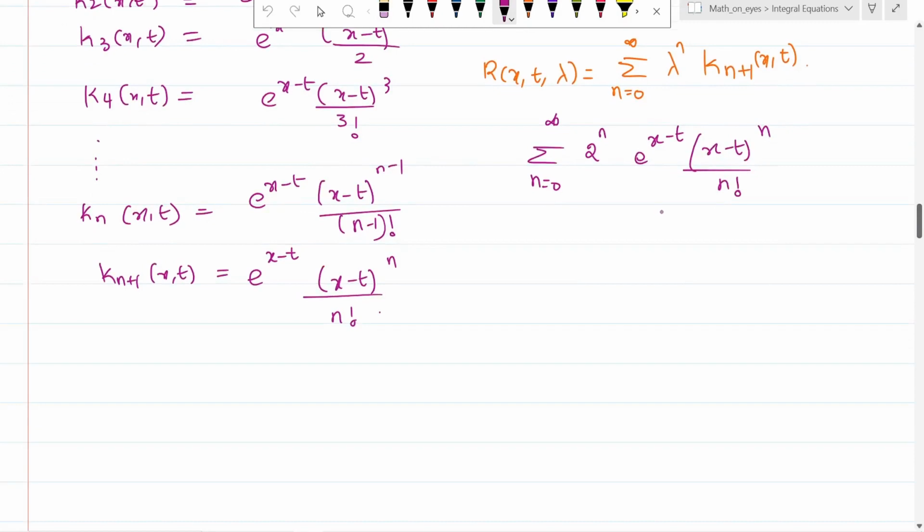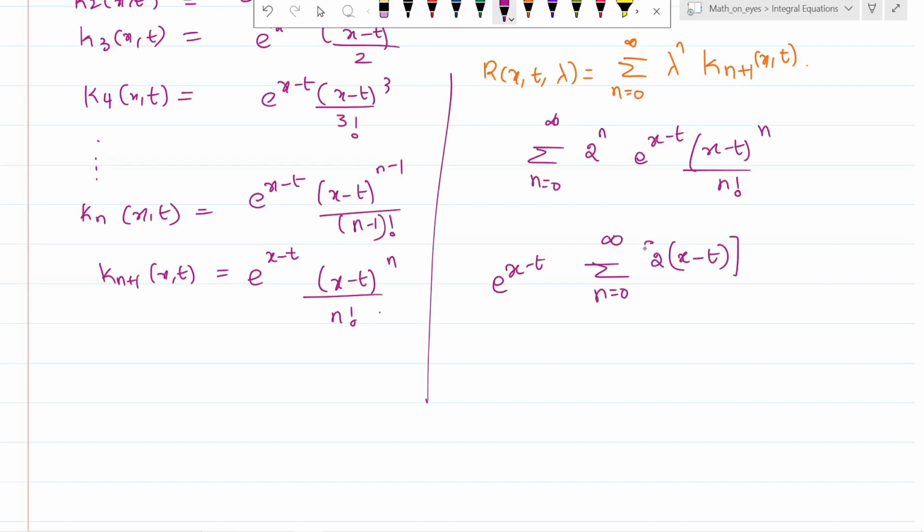Take out the terms which are independent of n. So you can take out e to the power x minus t outside. So we will solve it. e to the power x minus t is independent of n. So you will have the summation from n equal to 0 to infinity of 2 to the power n into (x minus t) the whole power n, that is, (x minus t) into 2 the whole power n divided by n factorial.